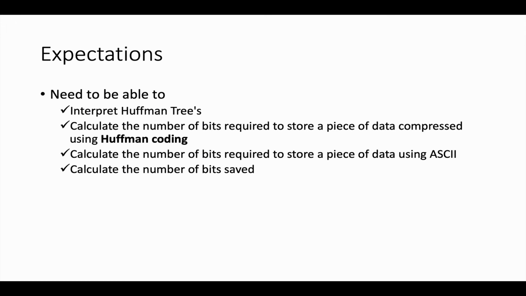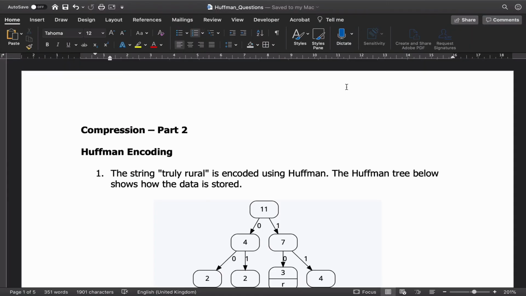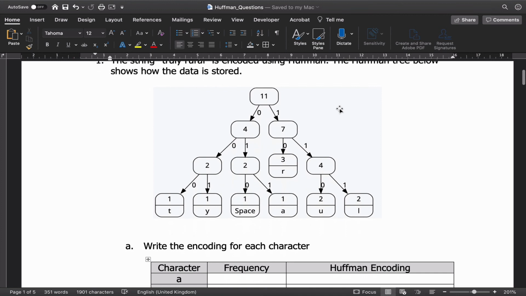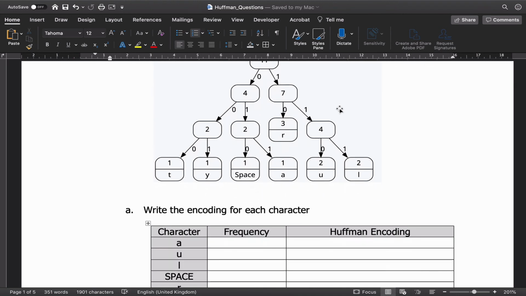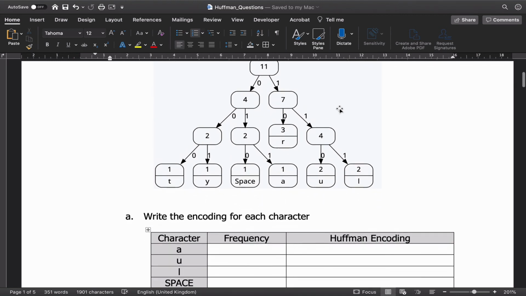Next, let's have a look at the worksheet that you're going to be given as part of this lesson. So the sheet that you're being asked to do is the one that's on the screen. As you can see, question 1 says the string truly rural is encoded using Huffman. The Huffman tree below shows how the data is stored. Write the encoding for each character.